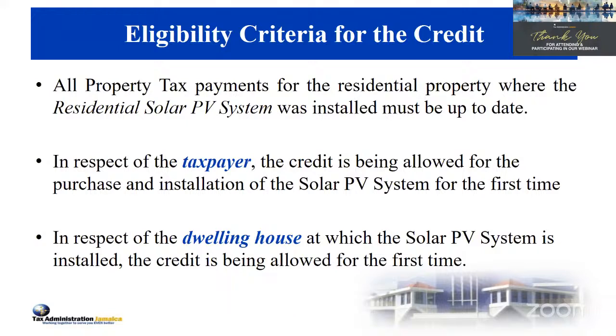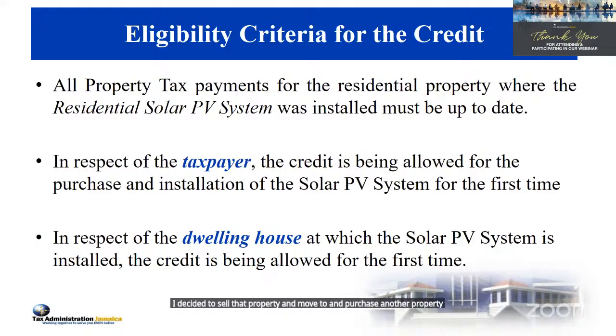That's what the legislation says. Also, in respect of the dwelling house itself, at which the solar system is installed, the credit is allowed only once. So, if looking at the same scenario, if I own a house and I would have acquired the system for that house, I decided to sell that property and purchase another property.